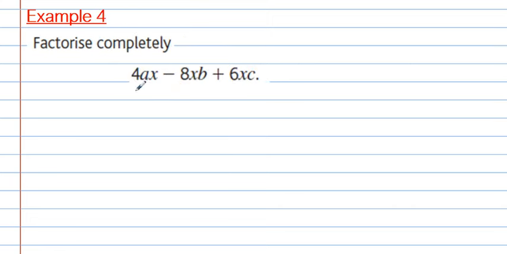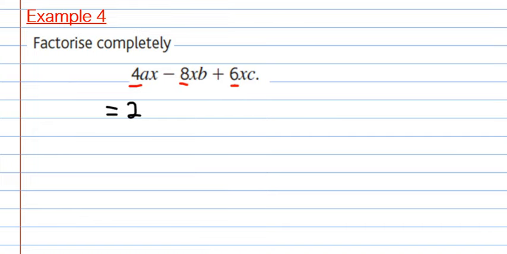Here we have 3 terms. Okay, we have 4ax, 8xb, and 6xc. In this expression, we look at the numbers first. So if I look at 4, 8, and 6, what is the highest common factor? What is the highest number that can go in all these three numbers? The 4, the 8, and the 6. The highest common factor that will go into all of those three numbers is 2. So don't forget, if it's a number, you bring out the highest common factor, and then you look at which letter is common as well.